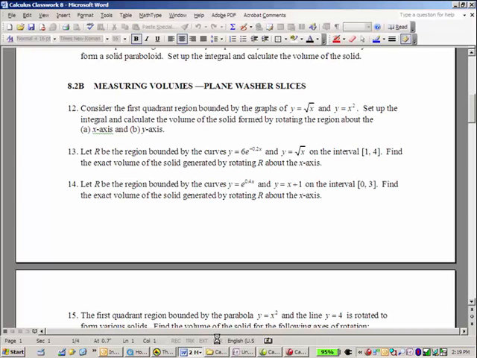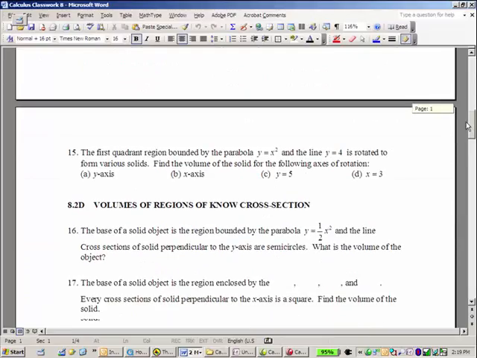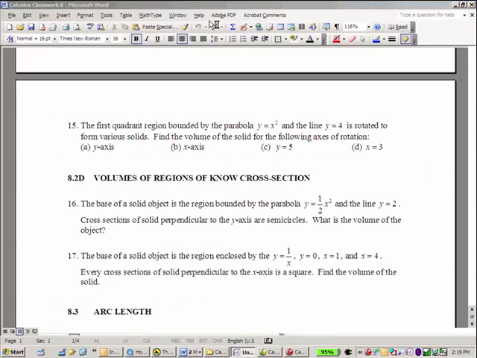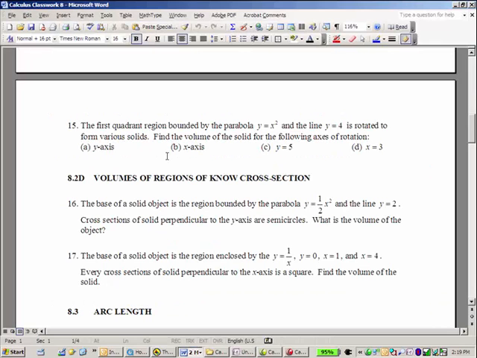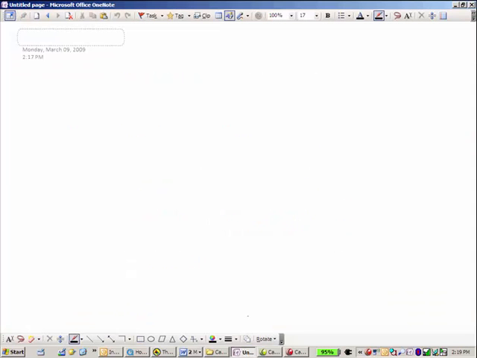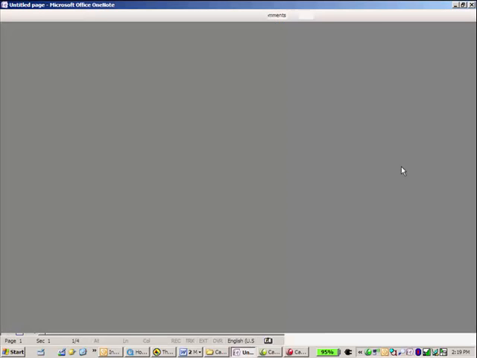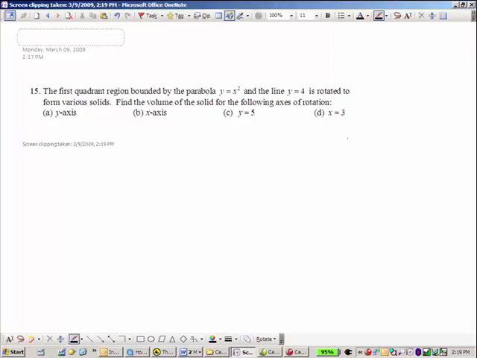Classwork, and I think we're going to jump down to 15. I'd like to look at maybe C or D, because that's hard. All right, so all along we've been rotating around either the x or y axis, but you can revolve around any axis you want. And so now we're going to do things parallel. So I think I'm going to start with C.